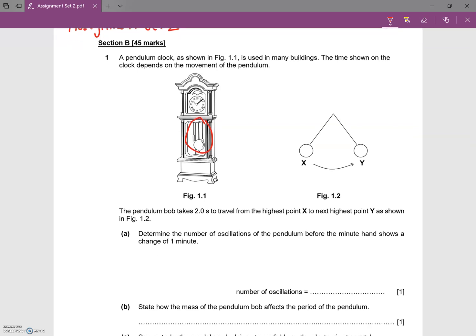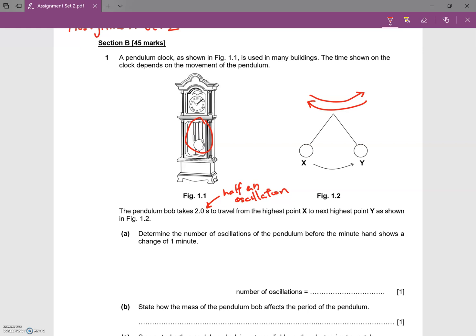It says that the pendulum bob takes 2 seconds to travel from the highest point X to the next highest point Y. Do take note, an oscillation is actually going from the left to the right and coming back to the original position. So 2 seconds is actually half an oscillation. Right? Half a complete oscillation.